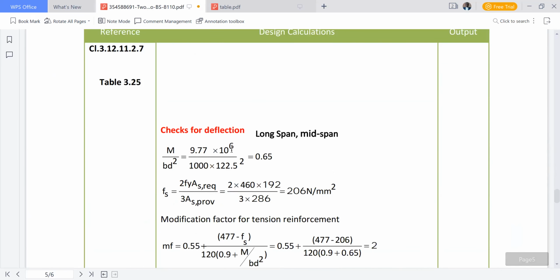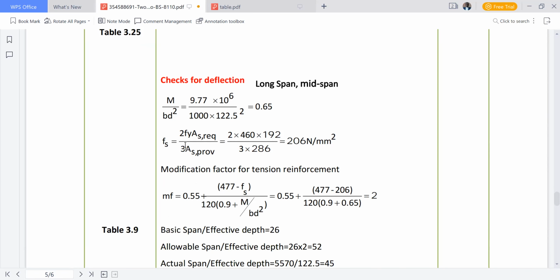We now consider deflection along the long span, but at the mid span. So for deflection, we use the moment for the long span, mid span. We compute M over bd squared following the same procedure, and calculate the service stress, which will be given by the area calculated over the area provided, which is read from the steel area table, and then you get the service stress.